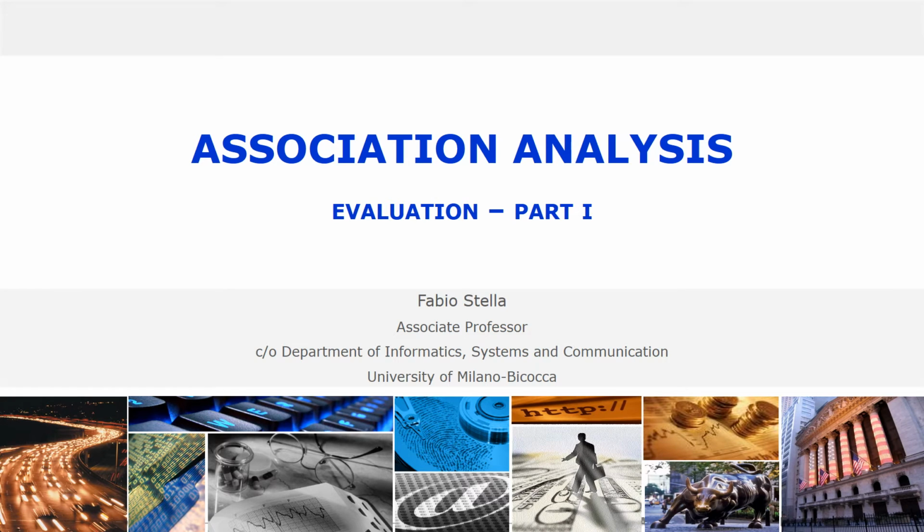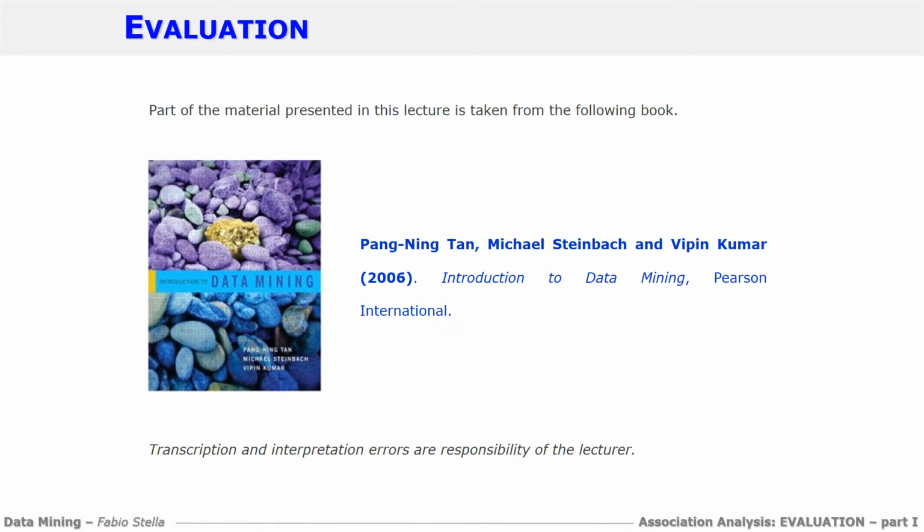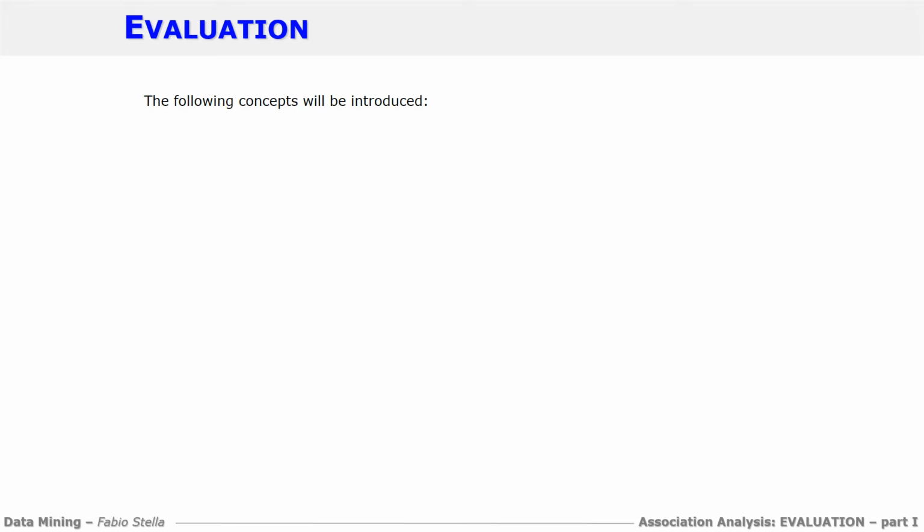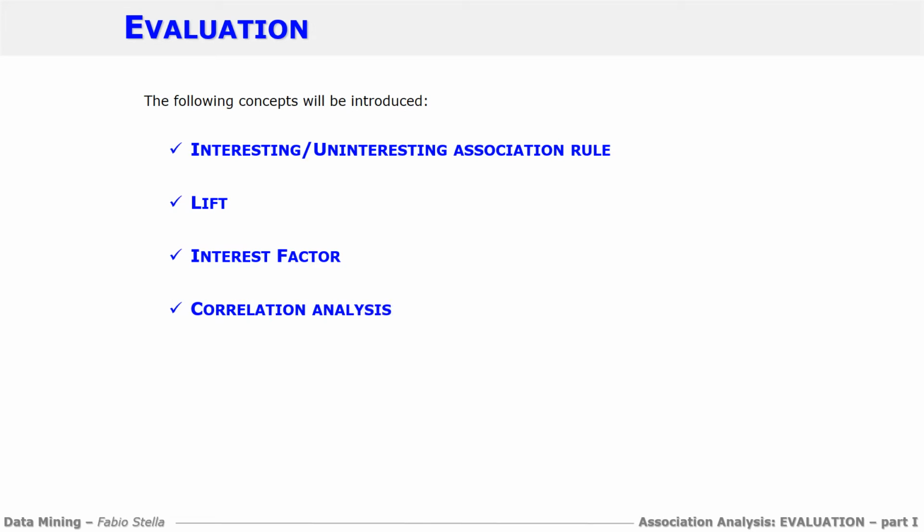Welcome to the lecture on evaluation part 1. Part of the material presented in this lecture is taken from the following book. Transcription and interpretation errors are responsibility of the lecturer. In this lecture, the following concepts will be introduced: interesting-uninteresting association rule, lift, interest factor, correlation analysis, and finally IS measure.